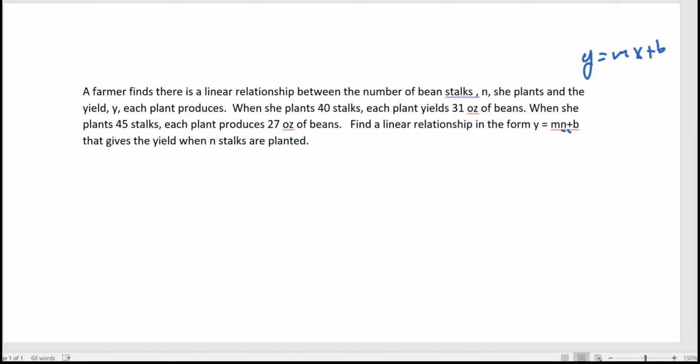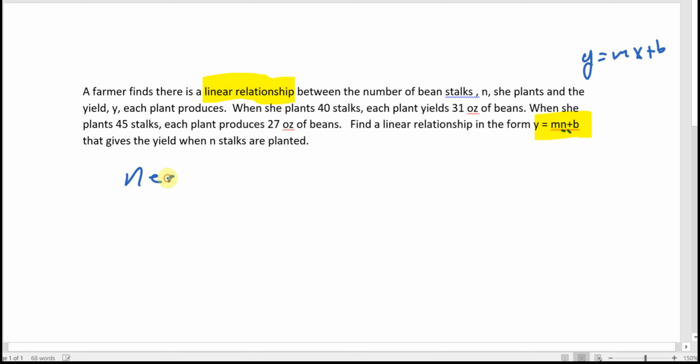So when working through a word problem, of course, read the entire problem first. Just try to identify some important things. For example, it's a linear relationship. So when I see that linear relationship and it talks about finding it in this particular form, the first thing that runs through my mind is I need the slope and I need 2 points. So those are the things I'm going to look for in the problem.